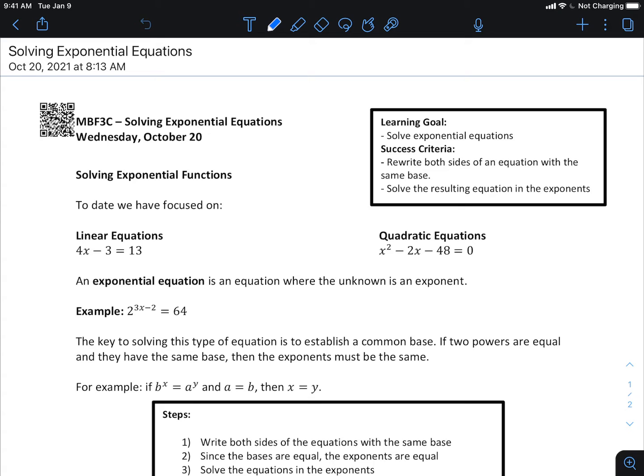Here's what we've got. Okay, this is going to be like, everybody see that okay? All right.